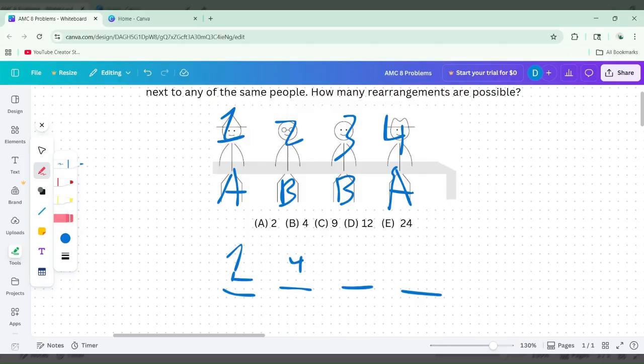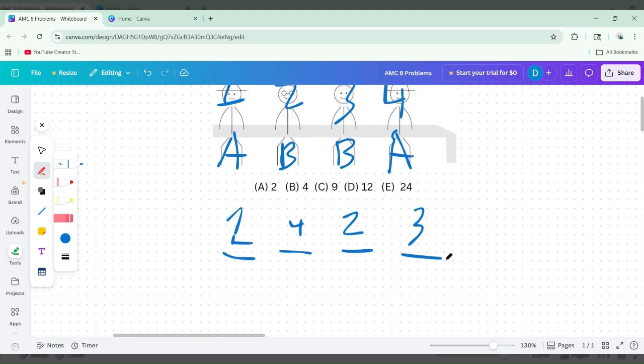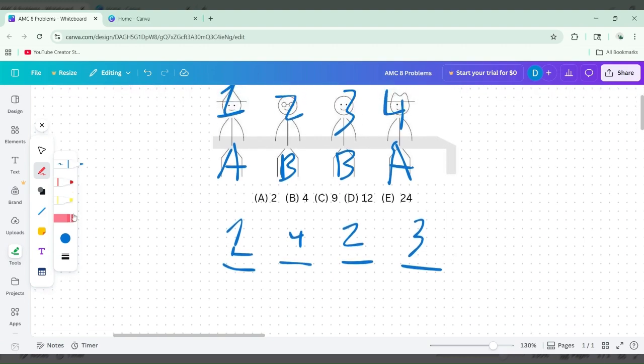And then the third seat will have to store 2, and the final seat would have to store 3. However, that won't work either because 2 and 3 are sat next to each other. So that means type B has to start.